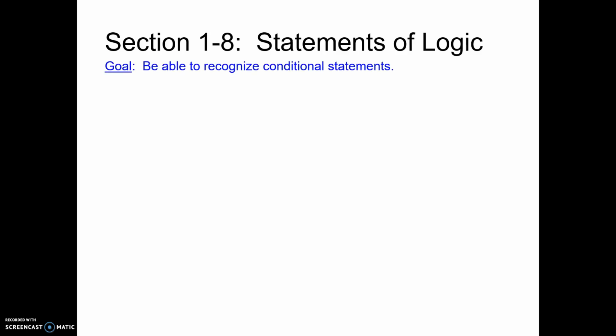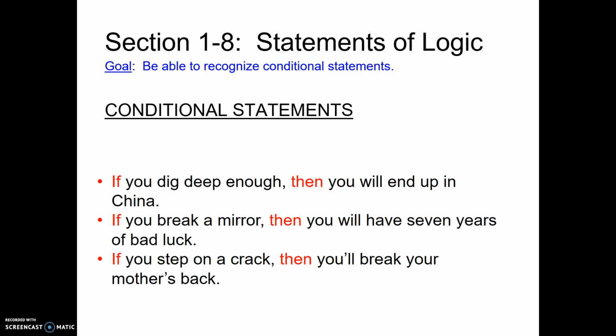In section 1.8, we're really focusing on recognizing what conditional statements are. We typically see them in if-then form. So a conditional statement is just simply saying, if this happens, then this will be the result. We're going to focus a lot on this. This is what a lot of geometry covers, is if this, then that. So if you see here, if you dig deep enough, then you will end up in China. If you break a mirror, then you'll have 7 years of bad luck. If you step on a crack, you'll break your mother's back. So these are all conditional statements. It's upon a condition of something occurring or happening, then there will be a result.